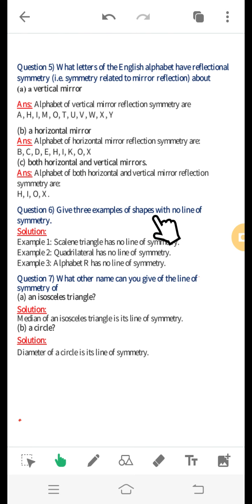Next, give examples of shapes with no lines of symmetry. We can write the scalene triangle, a curly letter also, and the alphabet R. There are no lines of symmetry in these three.